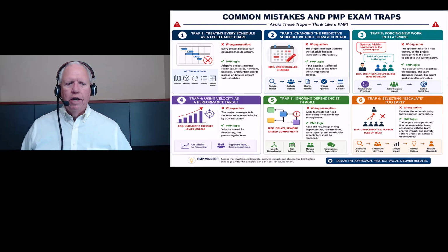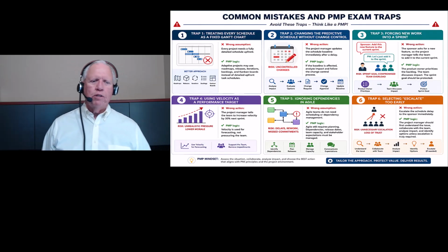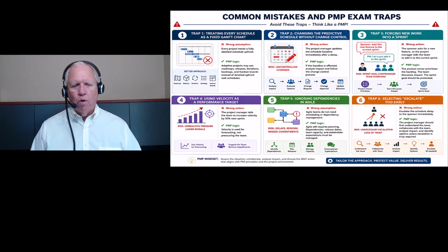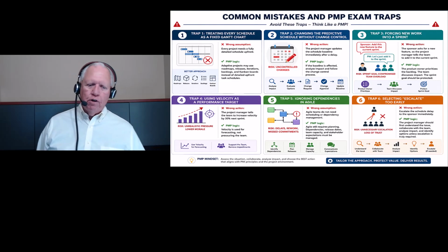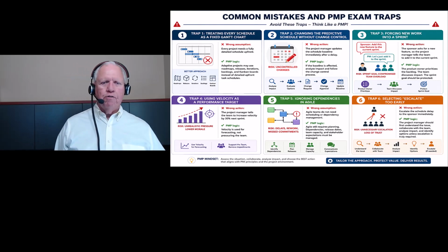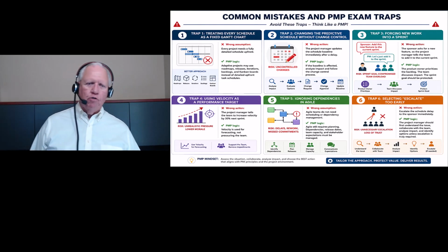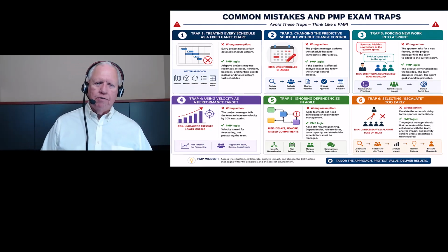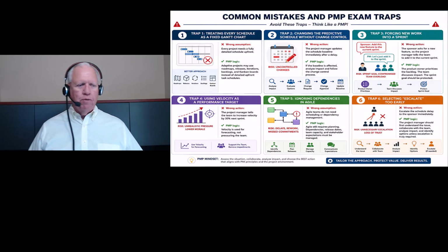Number 4, using velocity as a performance target. Velocity is there to look for an average. It's used for forecasting, not pressuring a team to get to that particular level. So if you're listing 24 features for every sprint, they might hit 22 and they might hit 25. The other thing about velocity, do not take one team's velocity and measure another team. That's going to be a no-no.